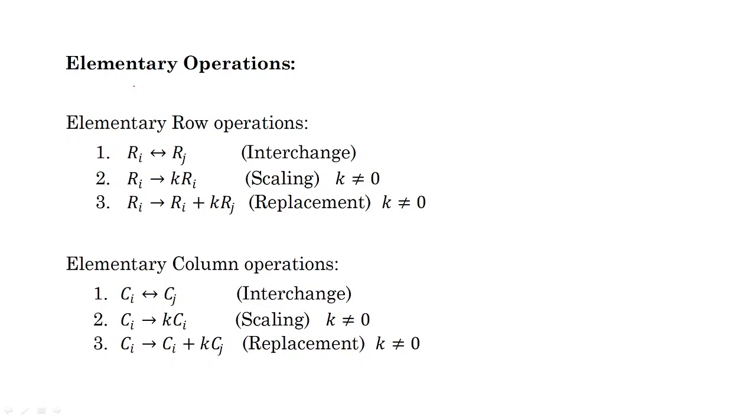Before this, we will describe elementary operations. These are elementary row operations. The first one is interchange of the ith row and jth row. The second one is multiplication of the ith row with a non-zero scalar, a real number, and the third one is to replace the ith row with the sum of the ith row and k times the jth row. Similarly, you can define column operations.